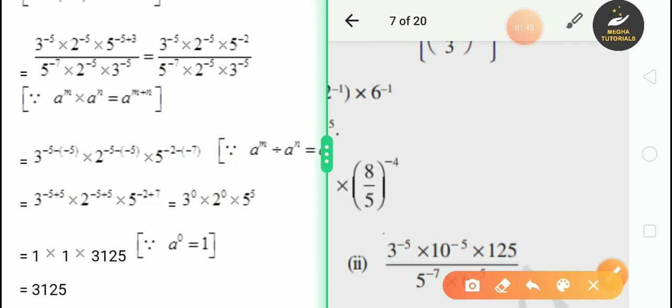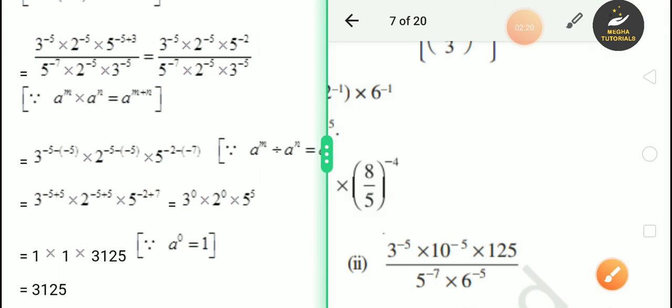Now in the numerator for base 5 we can use the law a raised to m into a raised to n is equal to a raised to m plus n. So we will get 3 raised to minus 5 into 2 raised to minus 5 into 5 raised to minus 5 plus 3 upon 5 raised to minus 7 into 2 raised to minus 5 into 3 raised to minus 5. Then we will get 3 raised to minus 5 into 2 raised to minus 5 into 5 raised to minus 2 upon 5 raised to minus 7 into 2 raised to minus 5 into 3 raised to minus 5.